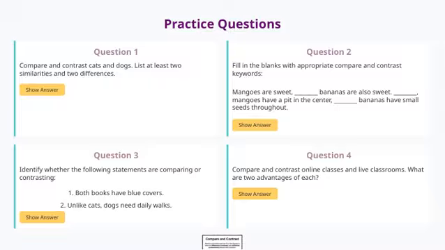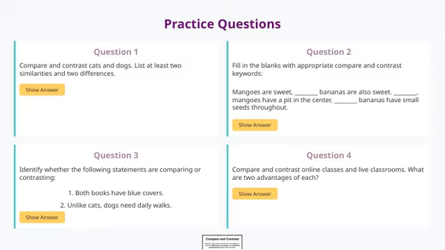The third question is about identifying whether statements are comparing or contrasting. For example, "Both books have blue covers" is a comparison because it highlights a similarity, while "unlike cats, dogs need daily walks" is contrasting, showing a difference between the two.